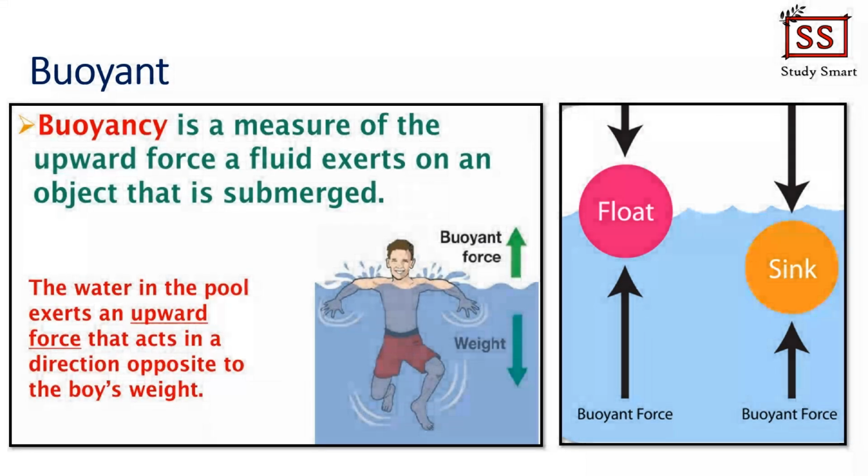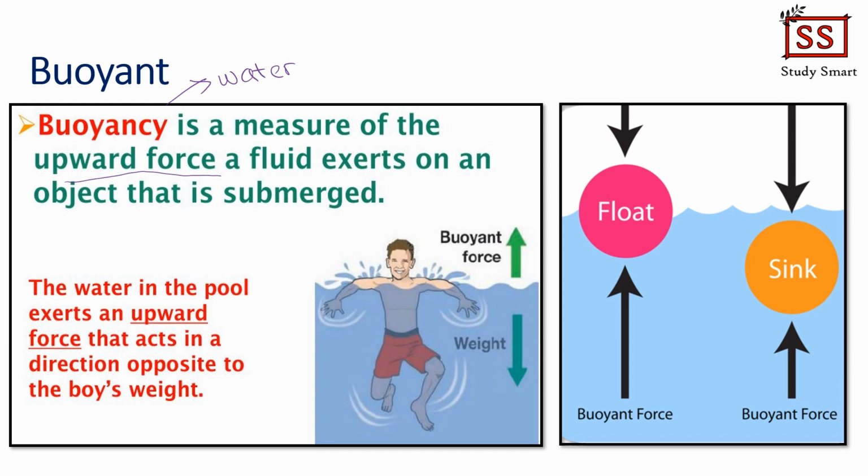Okay, let's look into the next force, buoyant force. Okay, the definition of buoyant force is the measure of the upward force a liquid exerts on an object that is submerged. Okay, so what does it mean by this? When I say buoyant force, you need to remember that it is a force that helps you to stay on the surface of water.